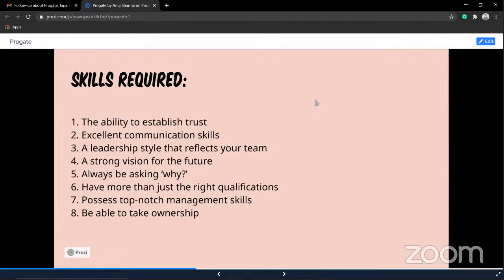Always keep asking why. I know some of the points here you might be thinking are not skills, but are things to do, but you can take them as an intermediate of skills and things which we need to do. You have to keep asking why is this done, when is this done, why should it be done this way, why not that way. So this is how it works.